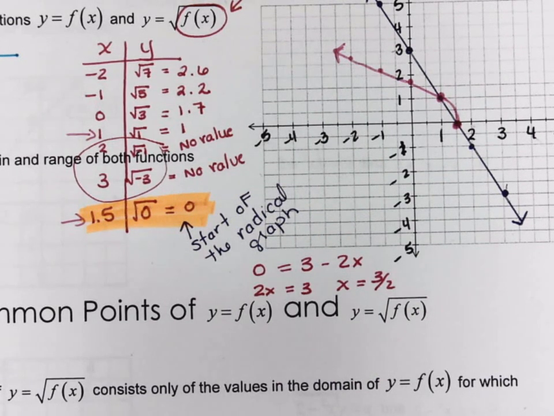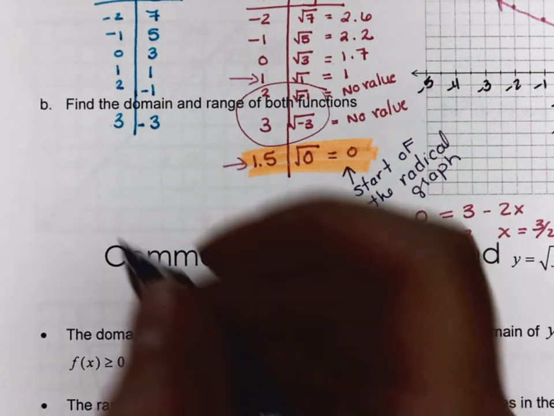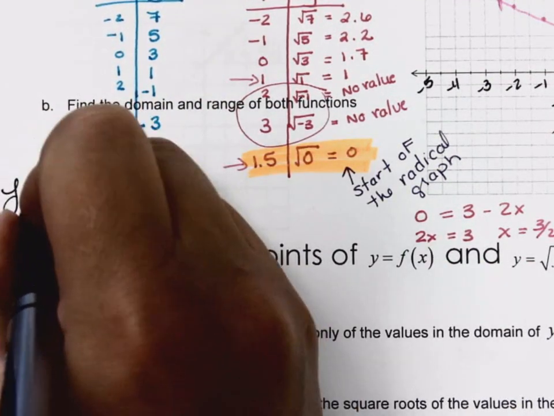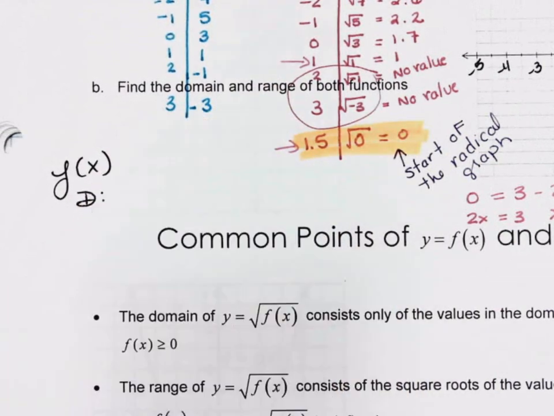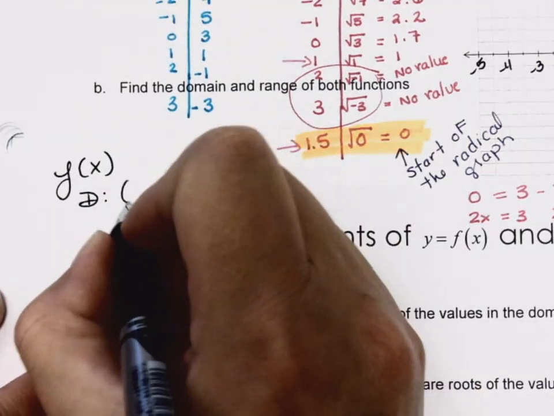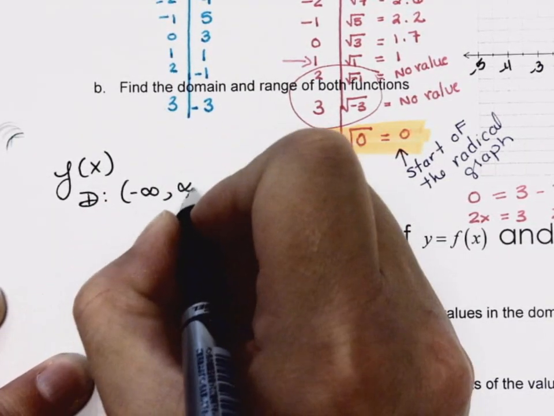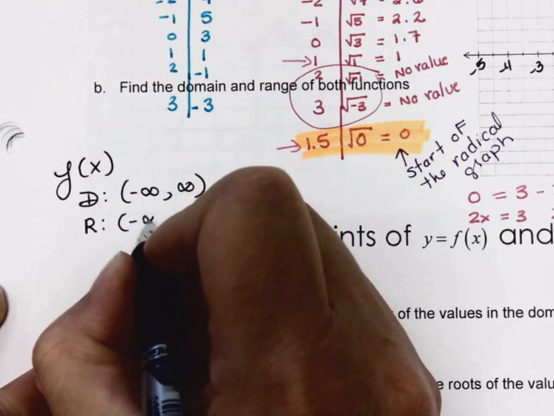All right, find the domain and range of both the functions. Look at that, I actually read the question. Okay, under the f of x graph, what's my domain? On the linear function, what's my domain? Negative infinity to positive infinity, x ∈ R, anything like that will work. And my range, same thing.